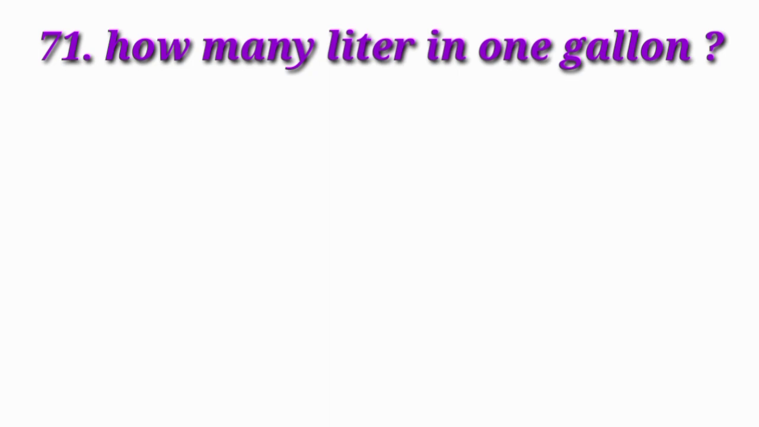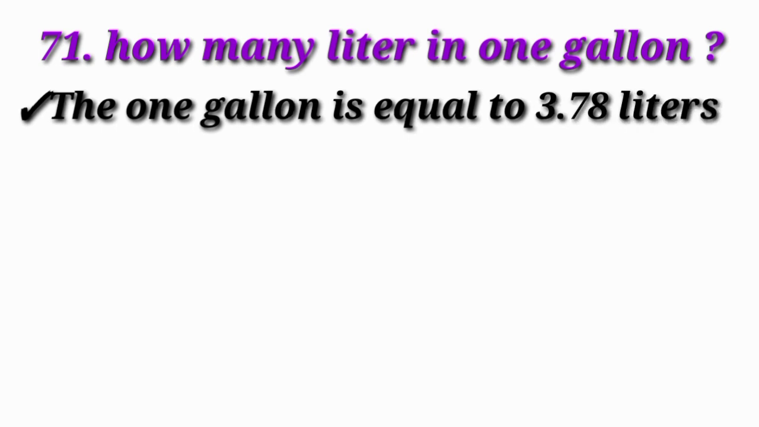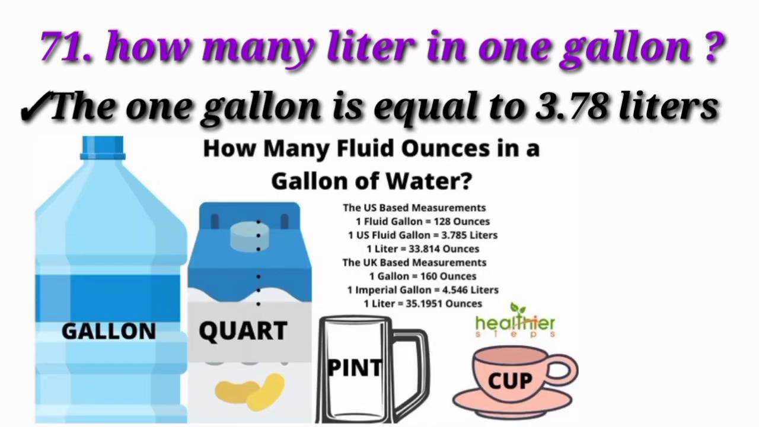71. How many liters in 1 gallon? One gallon is equal to 3.78 liters. How many fluid ounces in a gallon of water? In the USA measurement, 1 fluid gallon is 128 ounces. One US fluid gallon is 3.78 liters.